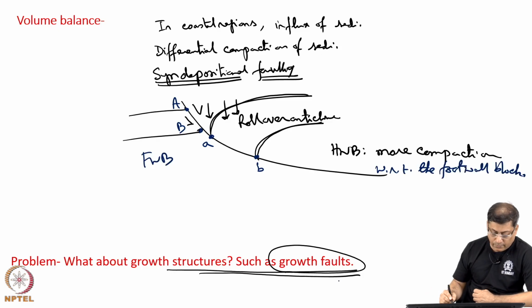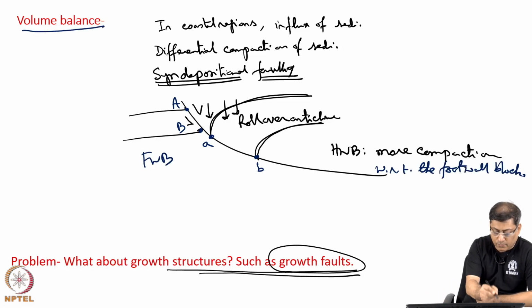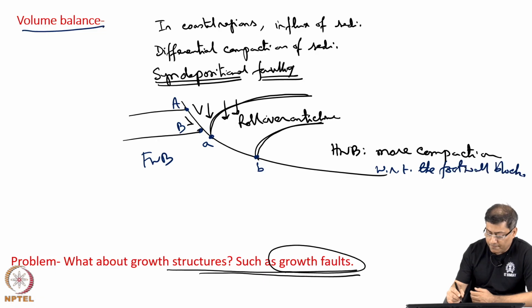Such growth faults, if someone is trying to do a volume balance, will be problematic. When faulting was happening, sedimentation was taking place. For other growth structures as well, the volume balance issue becomes problematic. Cross section balancing becomes difficult, but not impossible.